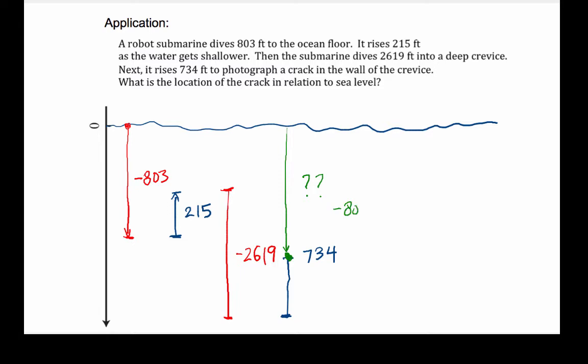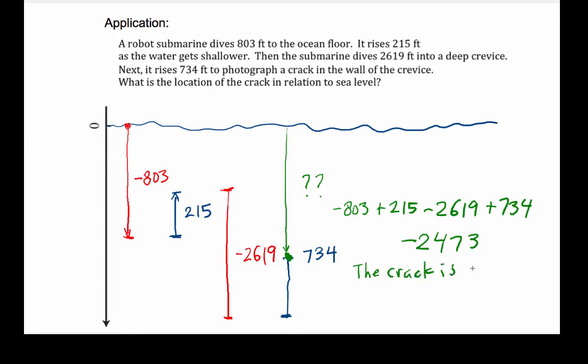So negative 803 plus 215 minus 2,619 plus 734. Whatever value that is, that will give us the answer to our problem. Okay, so the depth of this submarine, after I simplify this expression, is negative 2,473. So in the context of the problem, we would say that the crack is 2,473 feet below sea level.